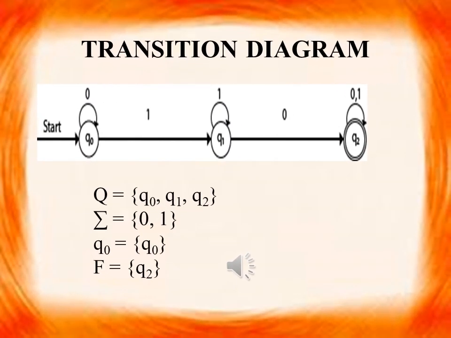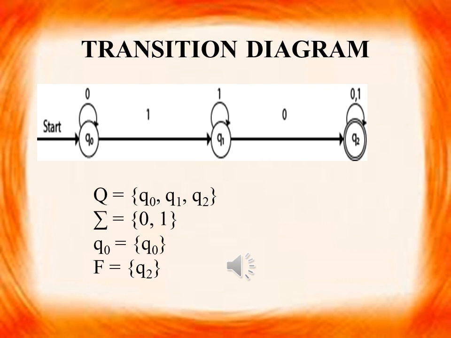So this is a transition diagram of a finite automaton. Finite automata have a number of states. So here 3 states are available, Q0, Q1 and Q2. Q0 is a starting state, otherwise we can call it start. Q2 is a final state, otherwise we can call it an accepting state.